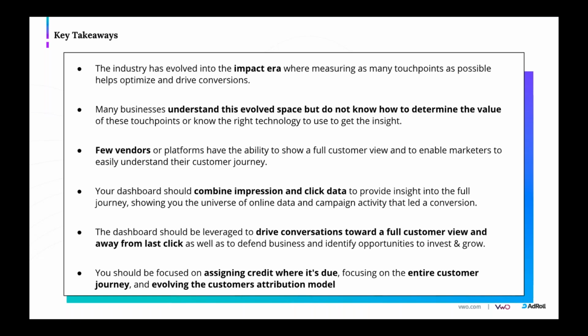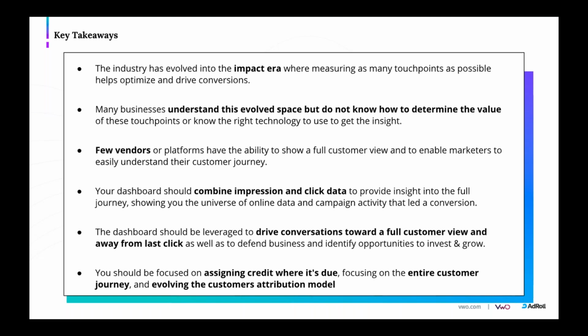That impression data would simply be those view-through conversions, so that can provide full insight into the journey that your customers have, and then it will show you the universe of online data and campaign activity that led to that conversion. Just something that not a ton of vendors do, but definitely vendors are moving towards. The dashboard that you have should be leveraged to drive conversions toward a full customer view and away from last click.